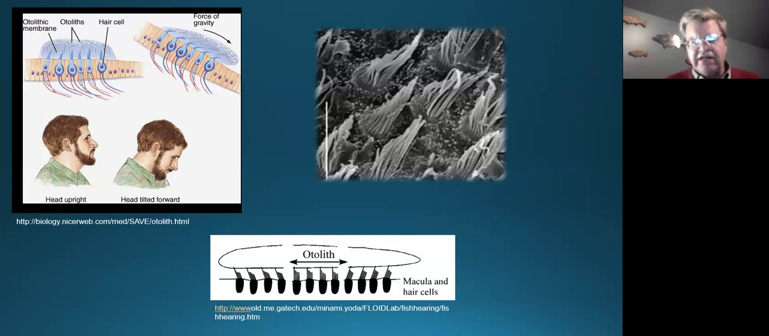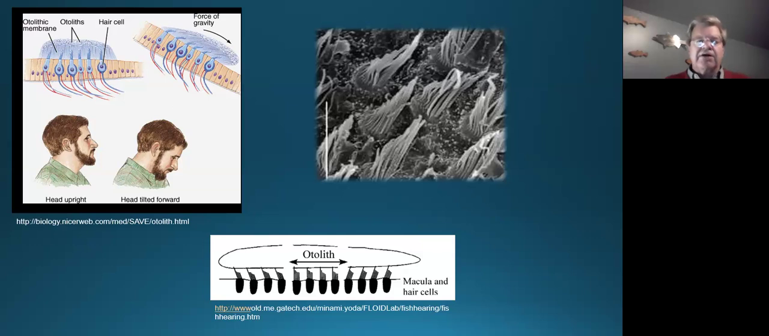The otoliths sit on a bed of cilia, of stereocilia structures. And you can see here, this is the dense otolith, and here are the cilia. And the cilia are located on a bed of neural tissue called the macula. It's not completely surrounding the otolith. It's just underlying part of the otolith.